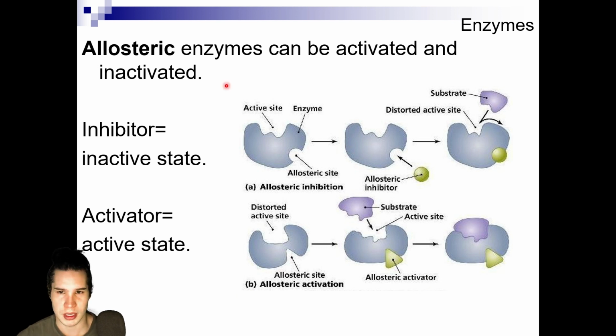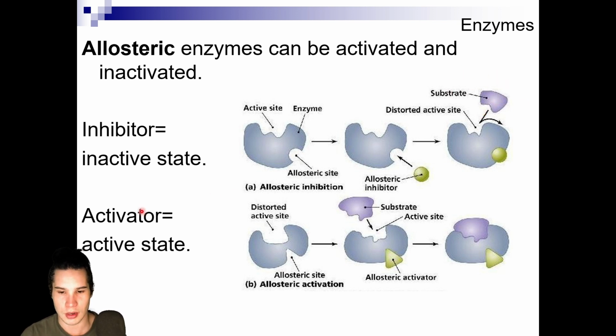So allosteric enzymes can be activated or inactivated. Allosteric enzymes are just enzymes with allosteric sites. They have sites that are not the active site that can be bound to by inhibitors or activators. Typically, our non-competitive inhibitors will bind to that allosteric site, causing the enzyme to become inactive. So in this case, we have allosteric inhibition. Here's our enzyme. The allosteric inhibitor, or the non-competitive inhibitor, will bind to that allosteric site, causing a conformational shift. In this case, it uses the term distorts its active site, disallowing the substrate to bind.